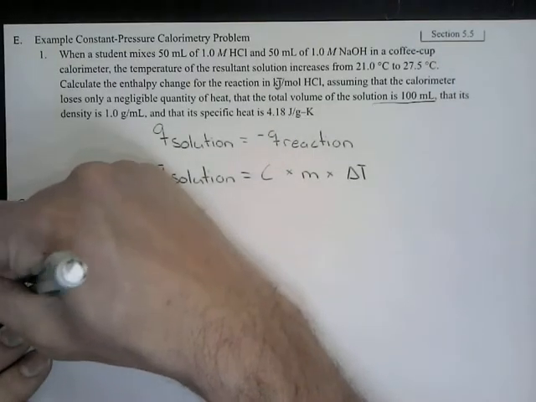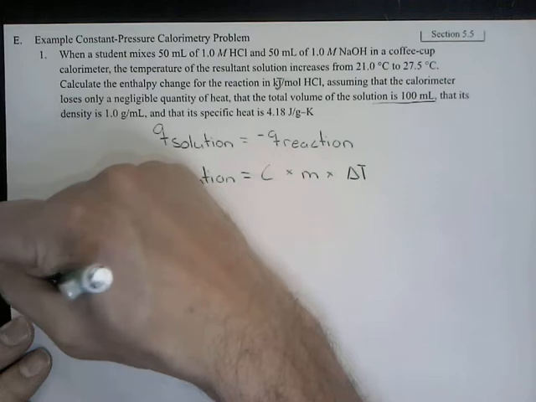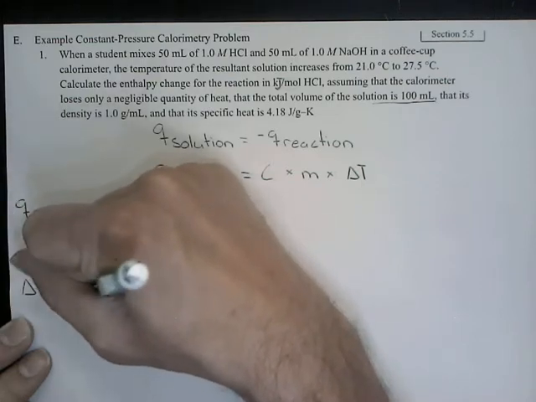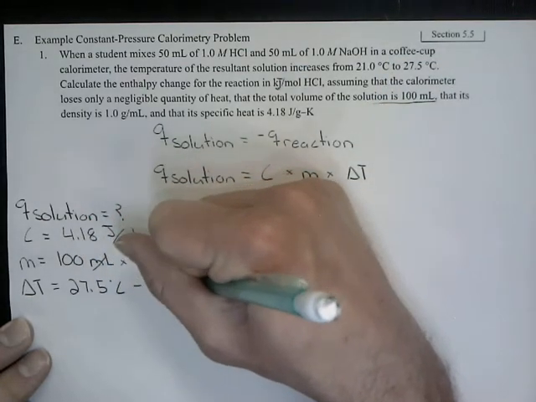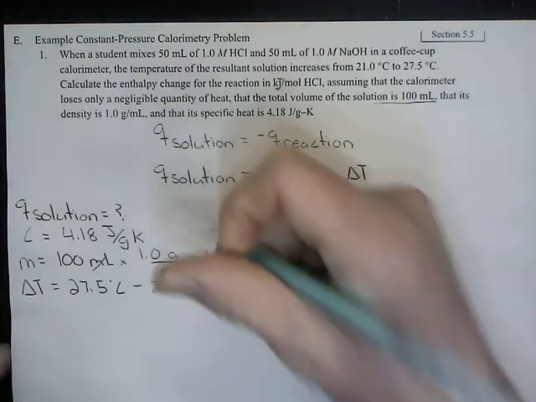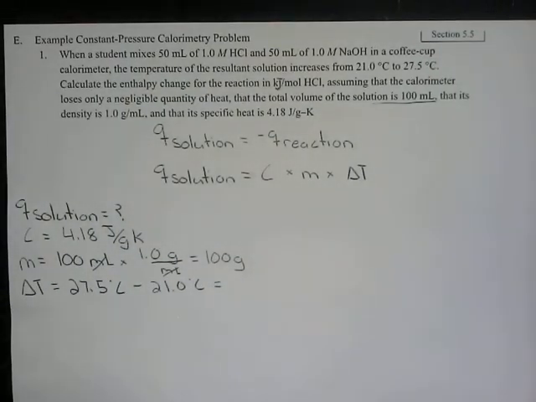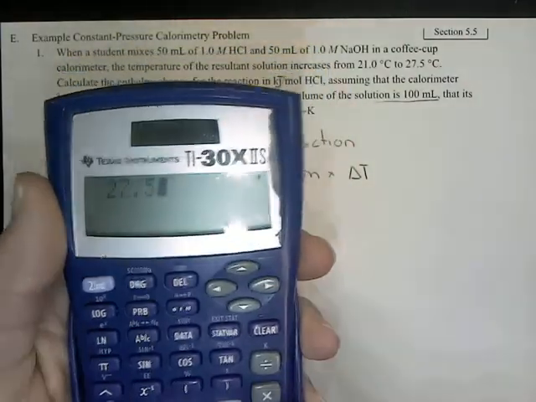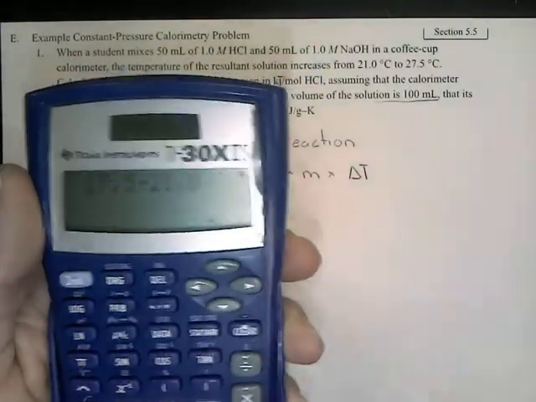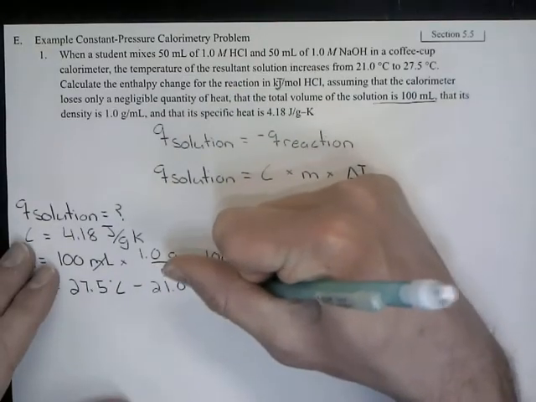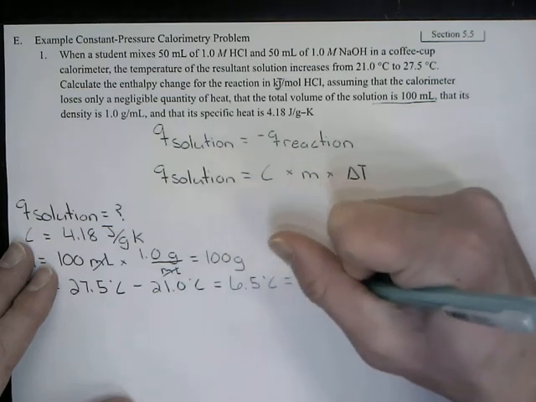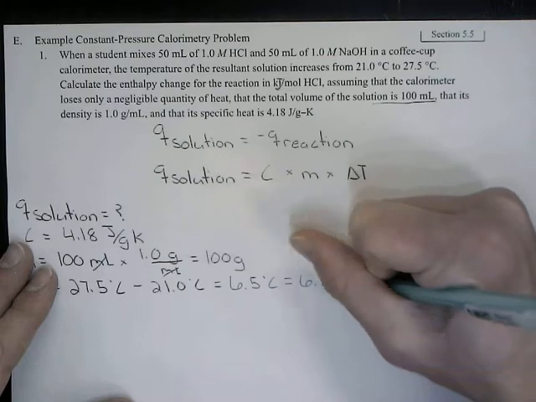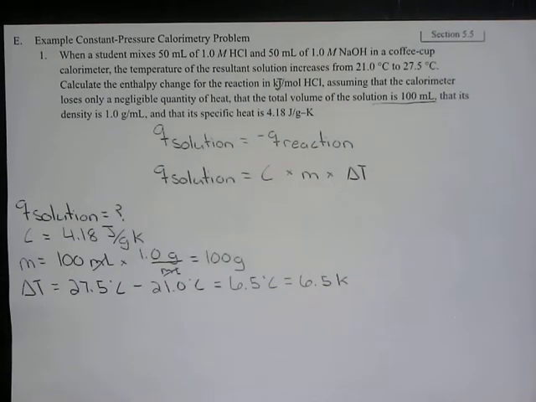And then our delta T is our change in temperature. Remember, we're always going to have final, which is 27.5 degrees Celsius, minus 21 degrees Celsius. Hopefully you can do this in your head. If not, no big deal. That is a difference of 6.5. Just to verify ourselves, 27.5 minus 21.0, we get a value of 6.5. And we don't need to worry about going from Celsius to Kelvin because we're worried about the temperature change, which would be the same in Kelvin versus Celsius.